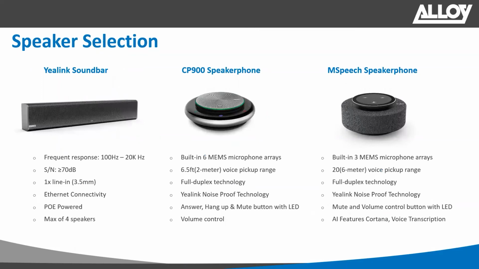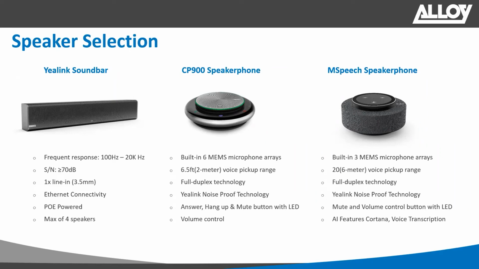Okay, looking at the speakers. In regards to medium-size and larger rooms, even small rooms, we really only have one solution with Yealink, and that's the Yealink soundbar, the MSpeaker. The other two solutions are really for small to focus rooms. The CP900, which was used with one of the older versions of the MBC 300, and also the older VC210 collaboration bar. Now we've moved on to the MSpeech.